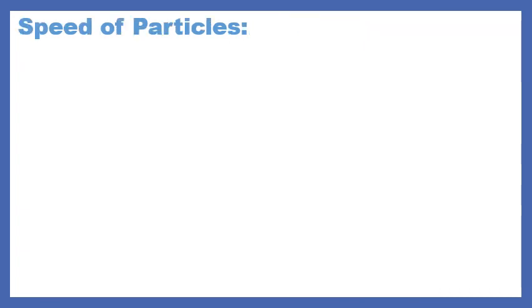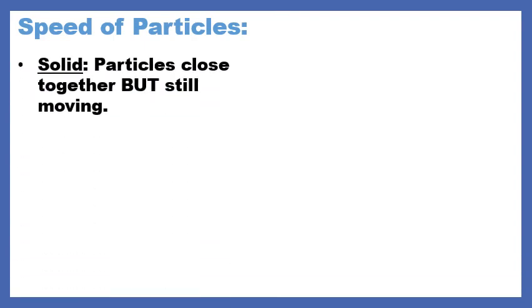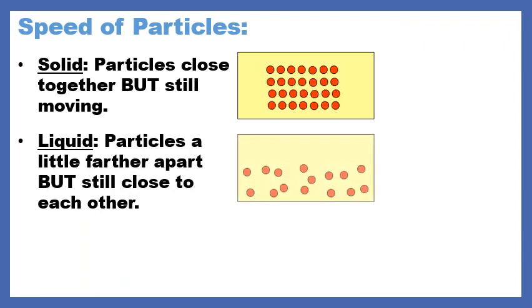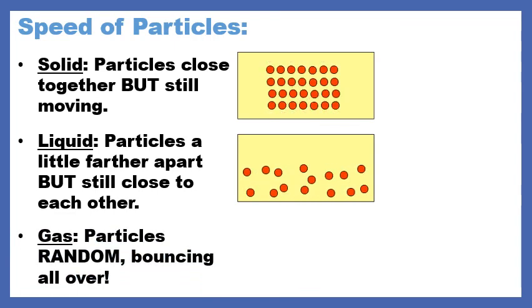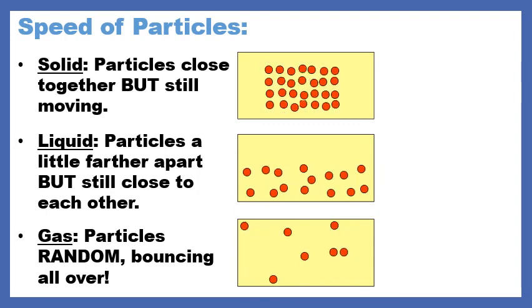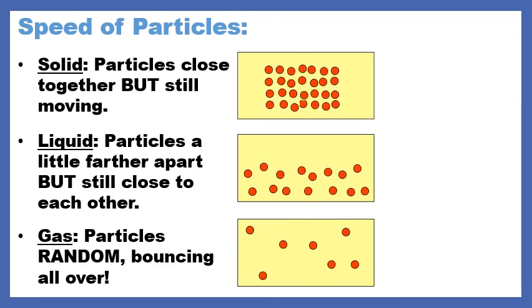Let's talk a little more about the speed of particles in our 3 phases of matter. Let's start with a solid. In a solid, I have my particles close together, but still moving. Sometimes we say that they are vibrating next to each other. In a liquid, my particles are a little bit farther apart, but still pretty close to each other. And finally, in gas, my particles are super random and bouncing all over. If I look at this GIF too much, I honestly get a headache.